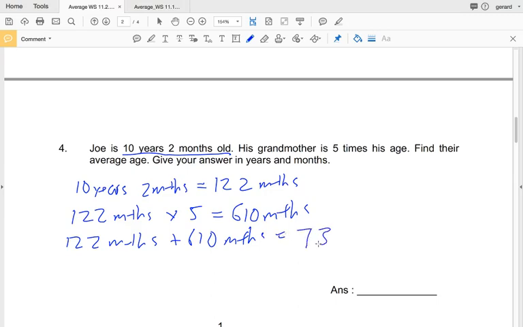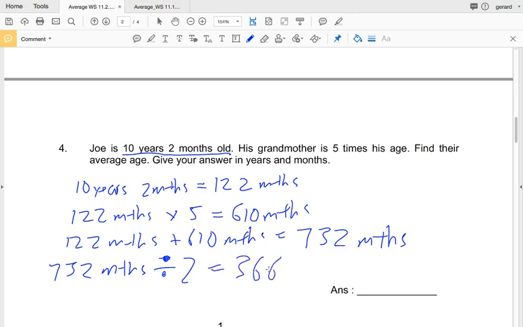$732 months. If I want to find the average, just divide it by the total number of sets. Grandmother plus Joe is altogether 2 sets. Get 36 and 6 months. Now the one answer is, now look, you always got to check.